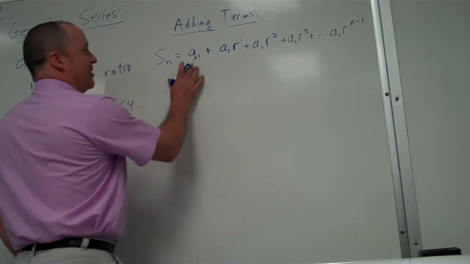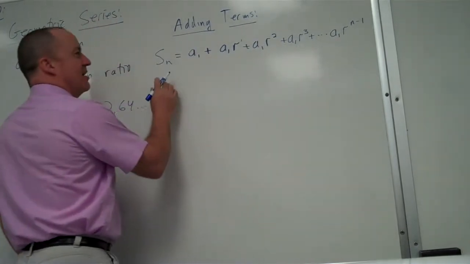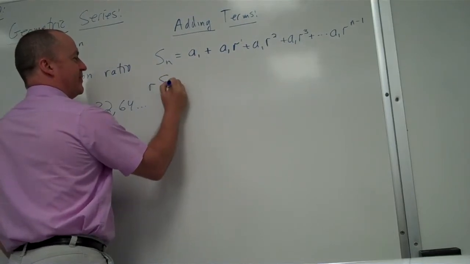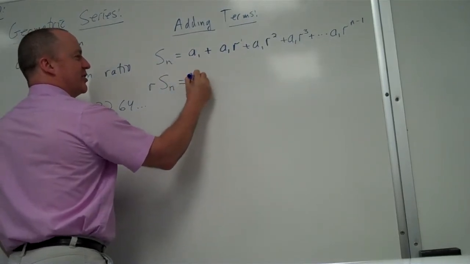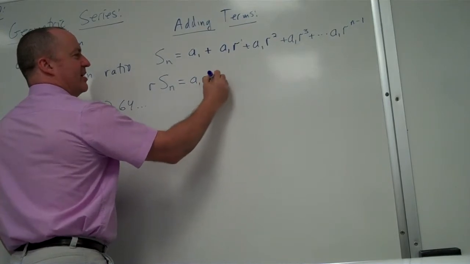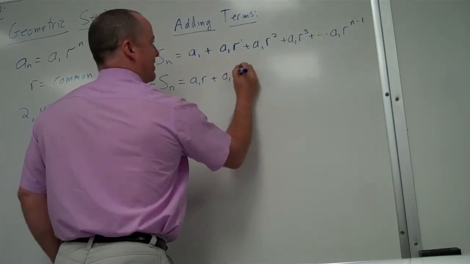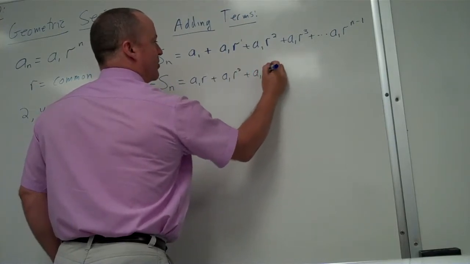Yes. Now, I'm going to multiply both sides of this equation, every single term on both sides, by my common ratio r. So now this first term is going to have an r. And this second term is going to have an r squared. This third term will have an r cubed.